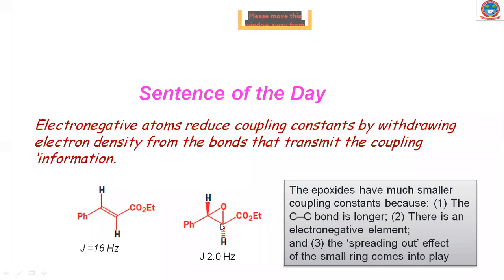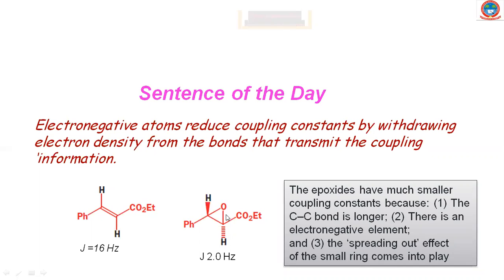So what will happen when single bond is longer? So this H-H distance also increases. Therefore they are away from each other. So क्या होगा? Electron density दूर हो गई. Second reason, there is an electronegative atom. So oxygen becomes an electronegative atom. So what it will do? It will withdraw electron density, right? And what is the one more point? Spreading out effect.